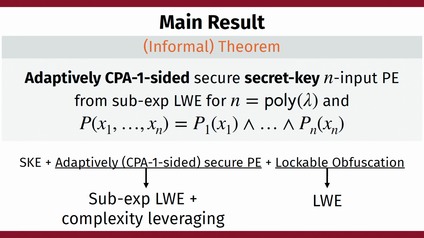We build it using these ingredients. So we use symmetric key encryption, adaptively CPA one-sided single-input predicate encryption, and lockable obfuscation. And the reason why we need sub-exponential WE is because from AWE to get adaptive security, we need complexity leveraging.